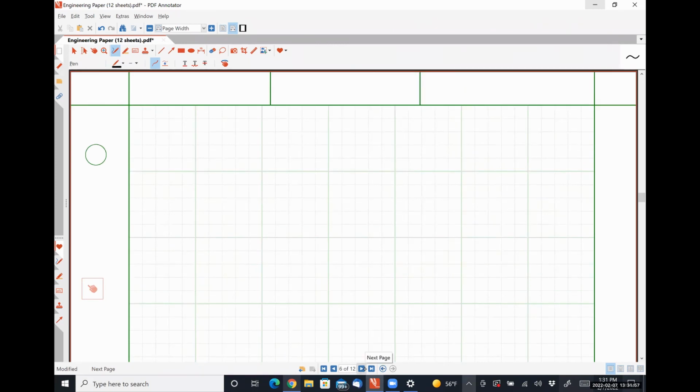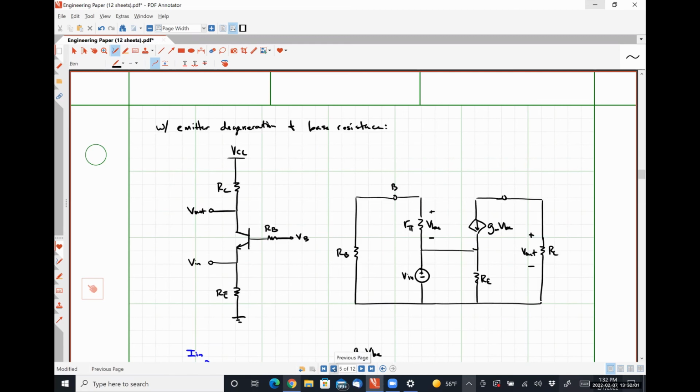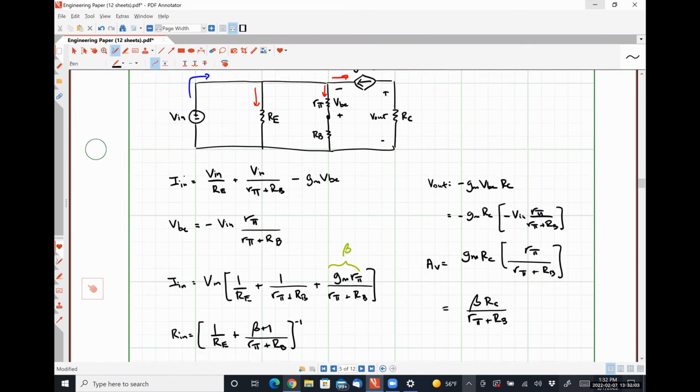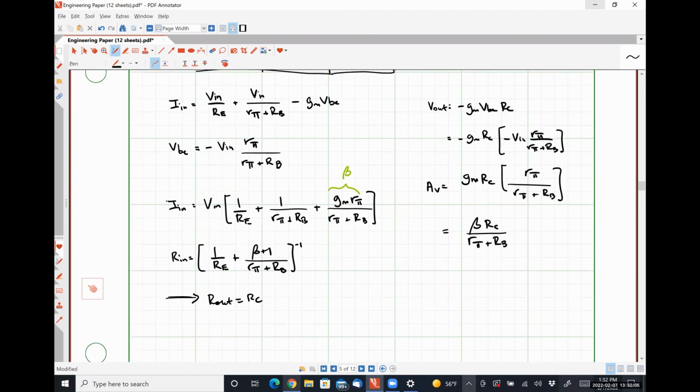Let's mess with things further. Now we put a source in there. Yes, beta times RC over R pi plus RB. Am I good to start on something else? All right.